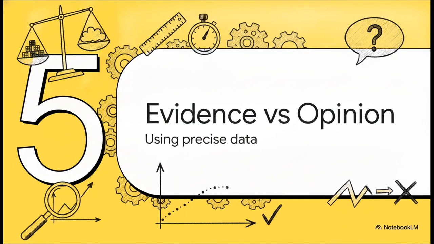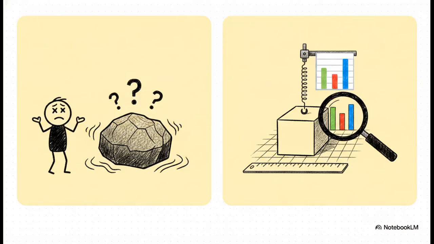Section 5, Evidence versus Unsupported Opinions. Let's put this into perspective with a quick comparison. Think about someone saying, the box was way too heavy to push and it barely moved at all. That is an unsupported opinion. It's just a personal feeling. What exactly is too heavy? What does barely moved actually mean?